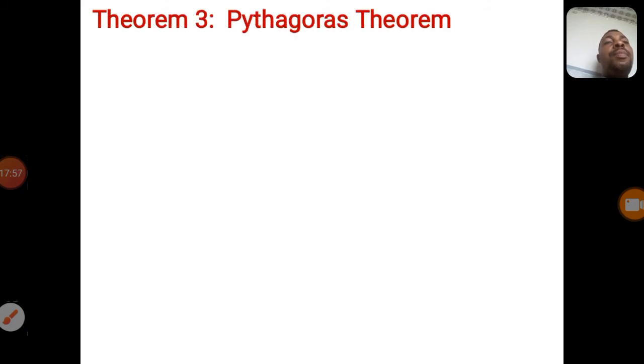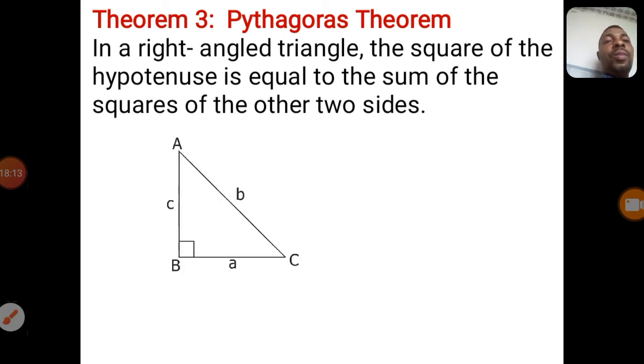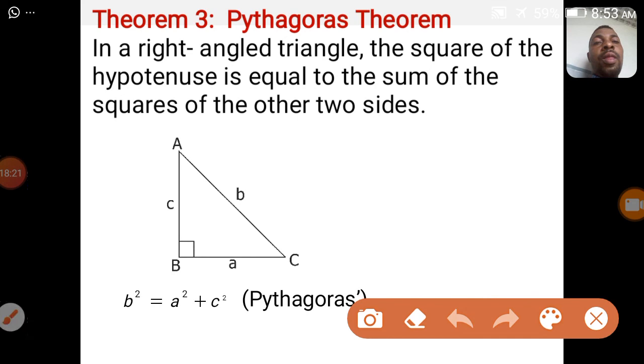Okay, let's quickly look at Pythagoras theorem. Pythagoras theorem states that in a right angle triangle, the square of the hypotenuse is equal to the sum of the squares of the other two sides. This is a right angle triangle we are talking about. Let me show you the hypotenuse. This side that is opposite the 90 degrees, where you have small letter b, that is from A to C, is the hypotenuse. It's always the longest side of a right angle triangle.